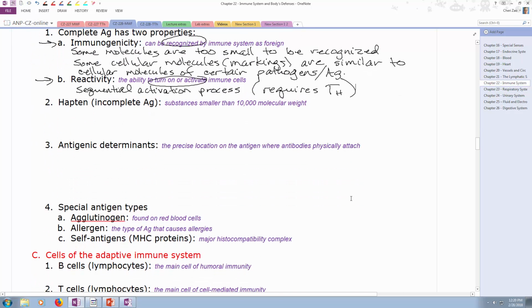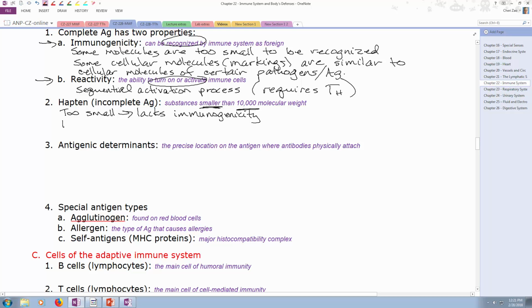Hapten is called an incomplete antigen because it's the one that's too small to be recognized. So it's smaller than 10,000 molecular weight. So things over 10,000 molecular weight are large enough to be recognized or have immunogenicity. And because it's too small, it lacks immunogenicity, or the ability for our system to recognize.